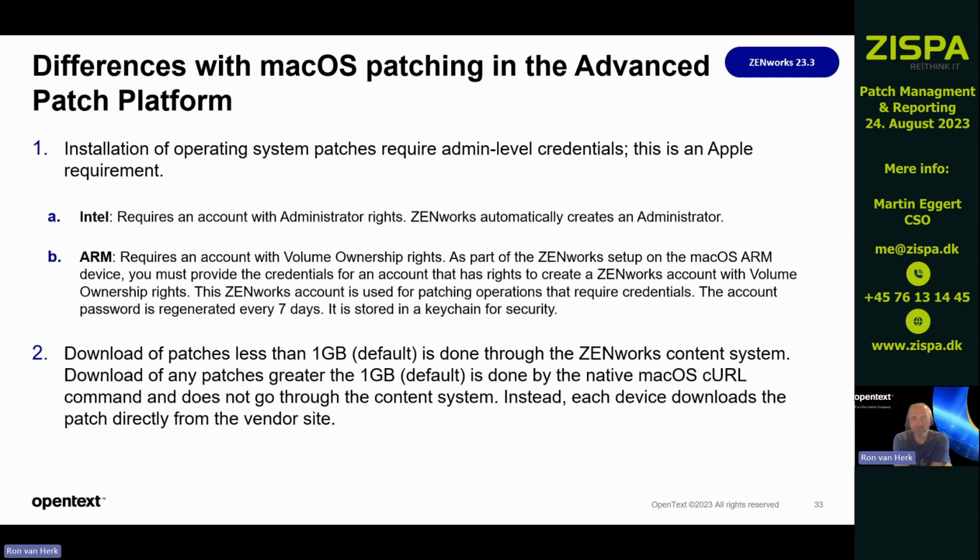If you have certain patches that are small, they will go through the content system. There are some patches that are bigger than 1 gig. Then it's done natively by the macOS system, so each device will do it directly from the vendor.